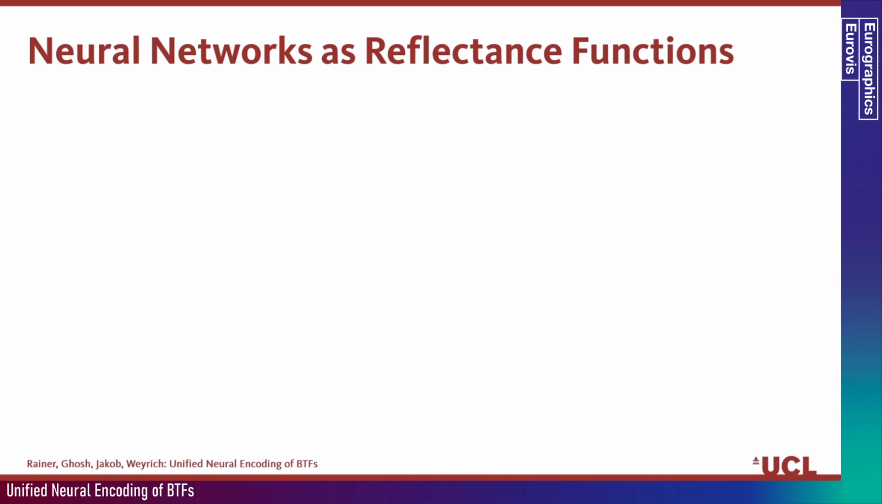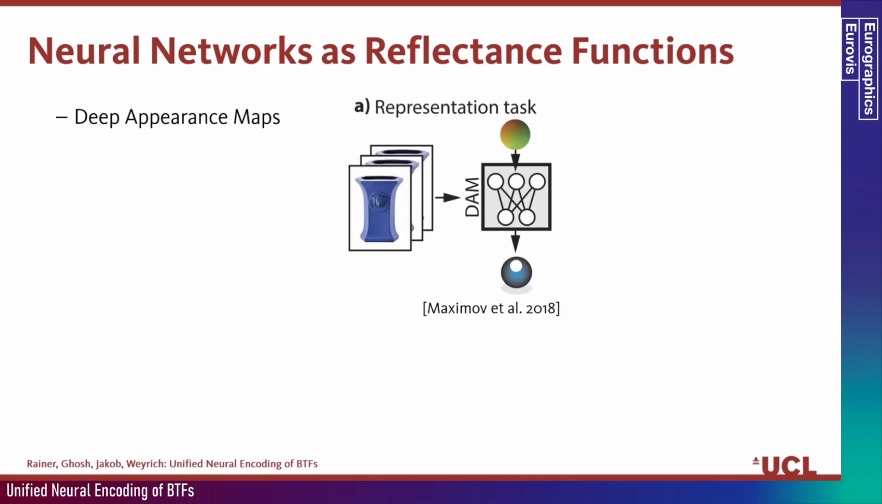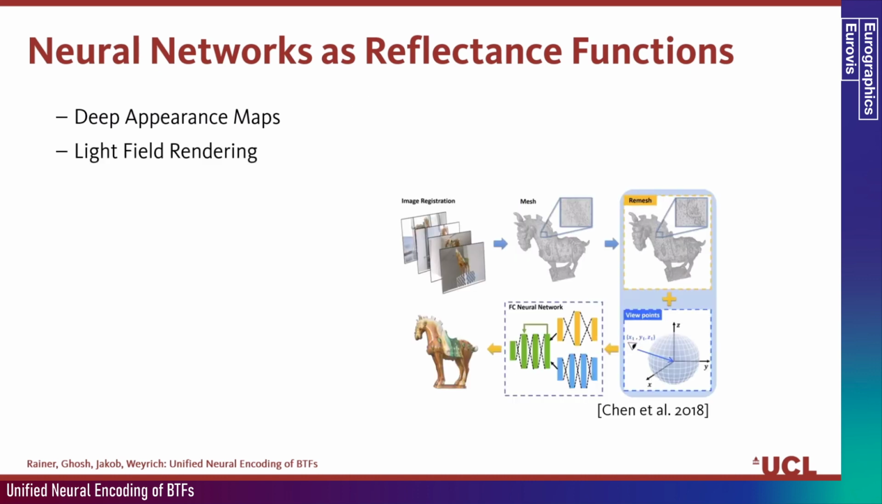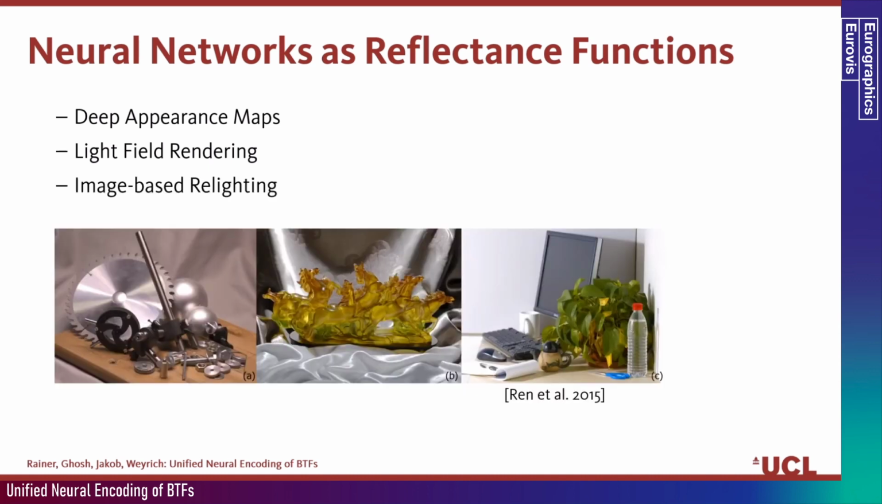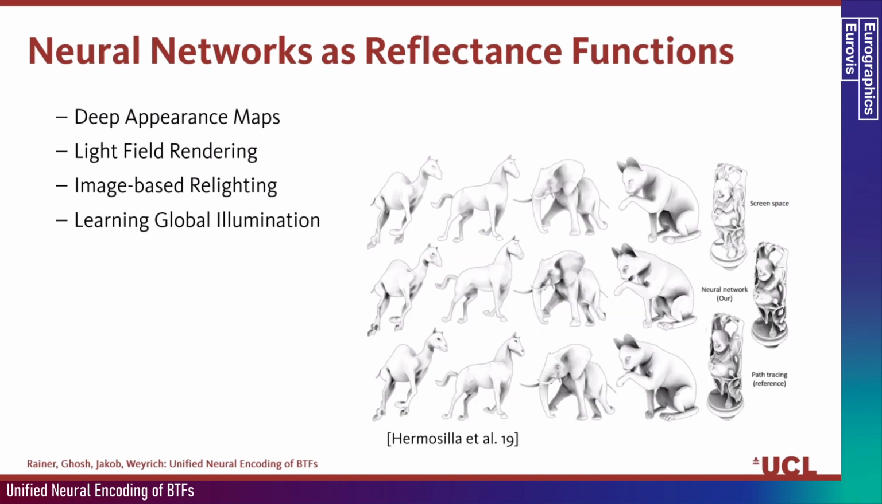Recently, the rise of deep learning has witnessed its applications to reflectance modeling in different forms. Deep appearance maps are networks used as continuous reflectance models, parametrized on viewing and normal directions to learn the appearance of a material. Networks can also encode distributions of radiance in scenes, such as for light field rendering or for image-based relighting of scenes. Finally, networks have also proven themselves capable of learning global light transport for effects such as ambient occlusion or subsurface scattering.